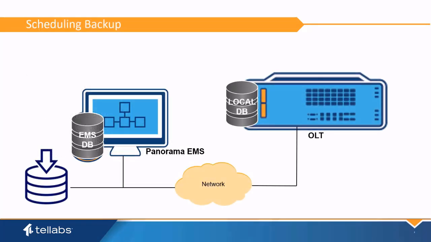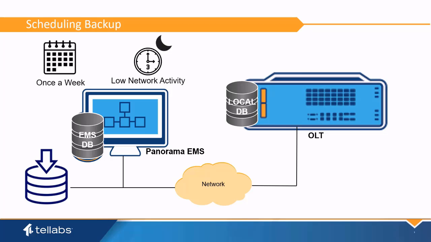An OLT and EMS backup should be scheduled at least once a week and during times of low network activity. It is best practice to ensure that all EMS and OLT backups are stored off-site to ensure that they are available in the event of catastrophic failure. Sites that only back up to a given computer risk availability for catastrophic recovery and rebuilding of the EMS computer.